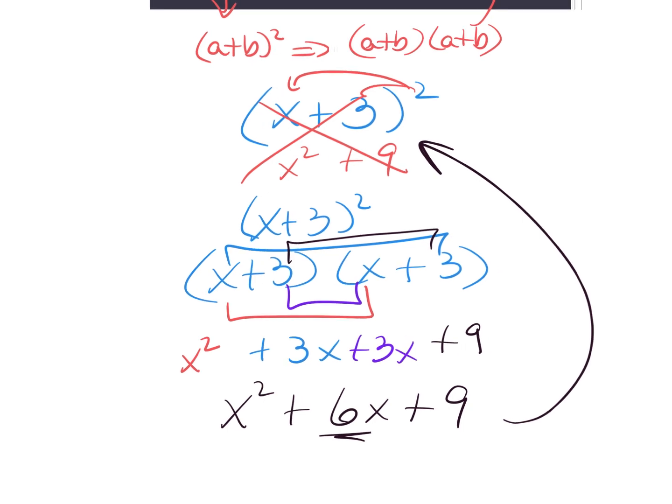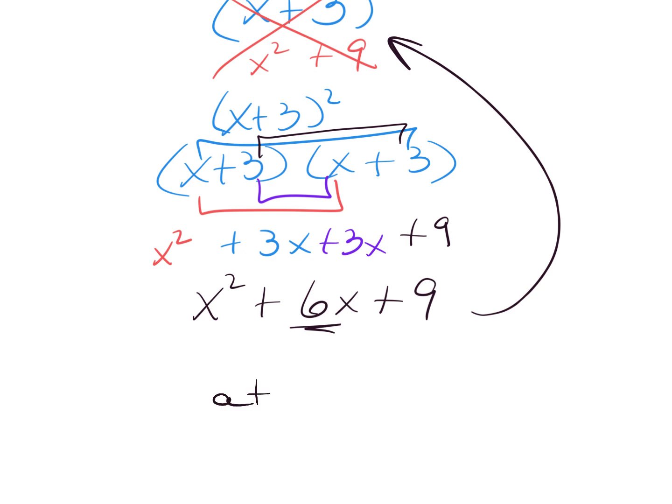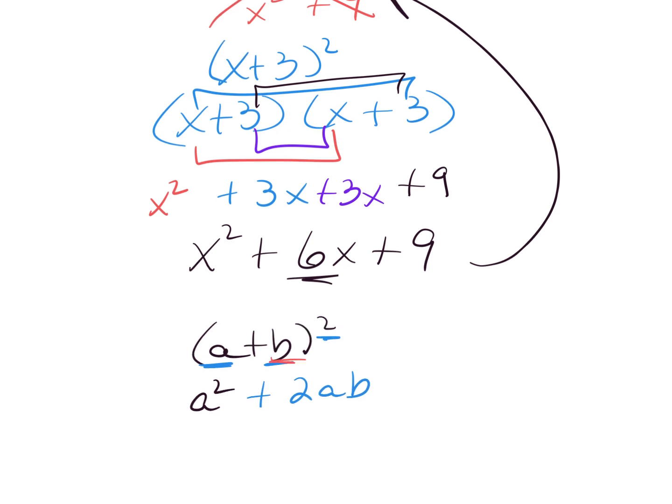So again, the pattern for this is a plus b squared, and remember what it turns into is the a squared. Then what happens in the middle is this times 2. So that's where you get the 2ab. And then the last term is just the b squared. And if you look at it, that's what happened there.